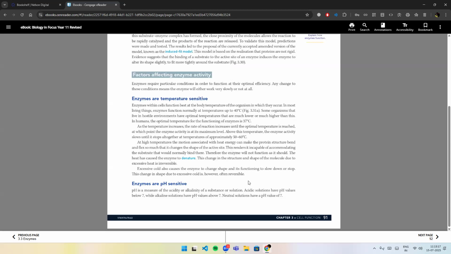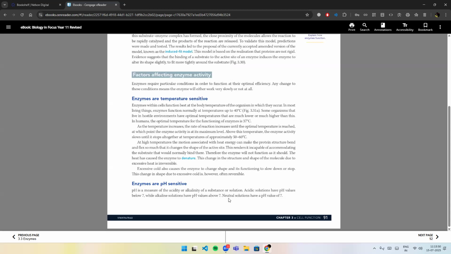At high temperatures, the motion associated with heat energy can make the protein structure bend and flex so much that it changes the shape of the active site. This renders it incapable of accommodating the substrate that would normally bind there. Therefore, the enzyme will not function as it should. The heat has caused the enzyme to denature. This change in the structure and shape of the molecule due to excessive heat is irreversible.